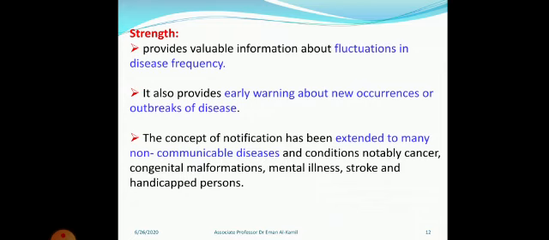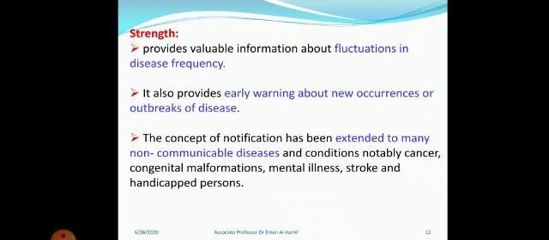The most important information from the notification center is to provide information on fluctuation in disease frequency. They register the occurrence of different epidemics, the number of cases, and the fluctuation of the occurrence of the disease, and it also provides early warning about new outbreaks of diseases. The concept of notification has also been extended to many non-communicable diseases, not only communicable diseases.